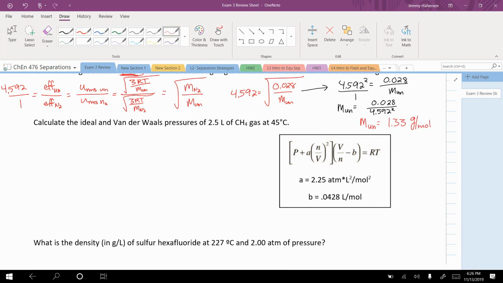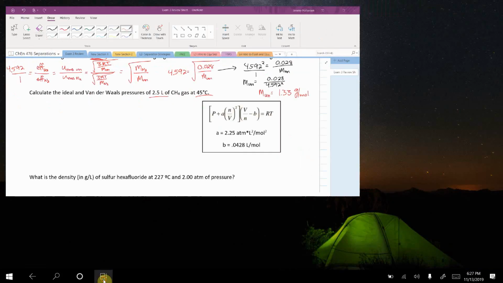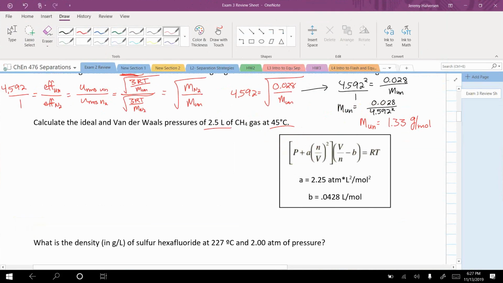All right. Okay. So calculate the ideal and van der Waals pressure of this much CH4 at that temperature. This one I want you to do on your own because it's literally just equations. Okay. So ready, go. Yeah. So like, are we supposed to assume that the number of moles is 1? Oh. And 2 moles. Sorry, I just forgot to give it to you.